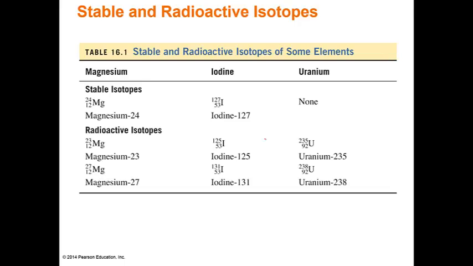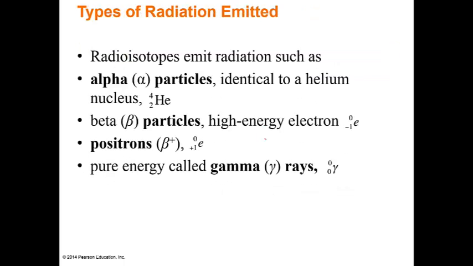Now uranium, and if you hear terms like enriched uranium, these are things that we use for atomic weapons, nuclear weapons, and things of that nature. So we've got these unstable, radioactive isotopes, uranium-235 and uranium-238. A radioisotope emits radiation such as alpha particles. They're identical to the helium nucleus. So the helium nucleus contains what?